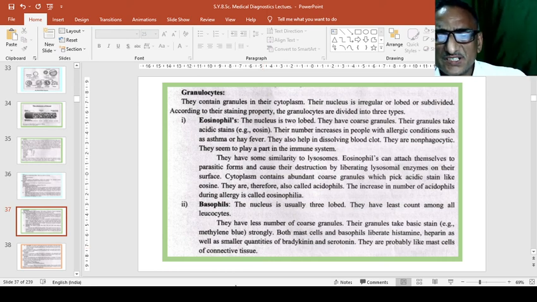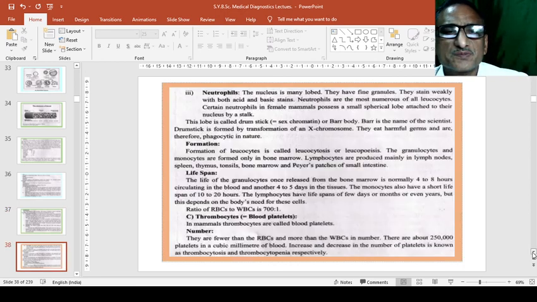Basophils are usually three-lobed and have the least count among the leukocytes. They have coarse granules and are stained mostly by methylene blue. They are probably like the mast cells of the connective tissues. And neutrophils are well stained by neutral stains or weak stains and are the most numerous of all leukocytes.